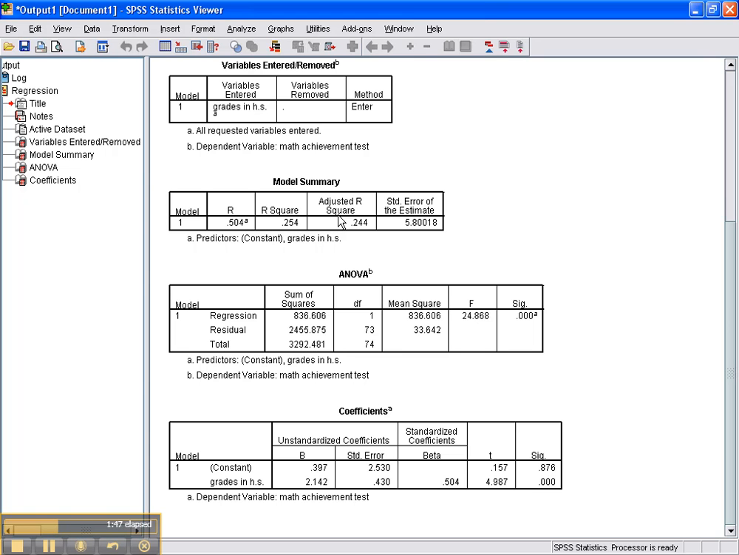And what does that mean? Math achievement test, rather. What does that mean? That essentially says that it's a measure of influence. So the higher this value, the greater influence our independent variable has on our dependent variable. So 24% of the variance, the change in math achievement test, is explained by grades in high school.